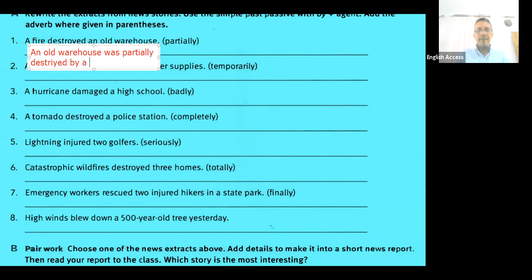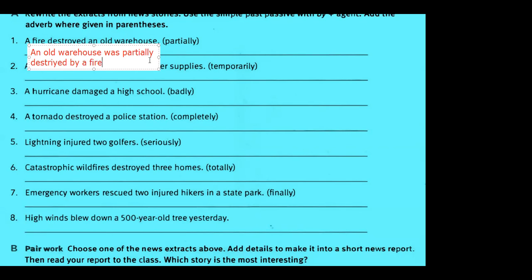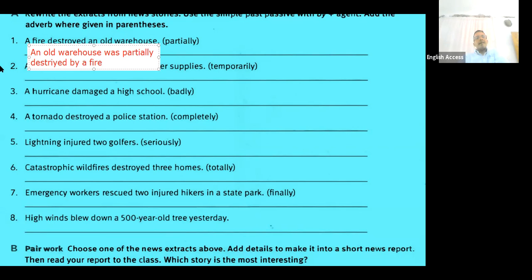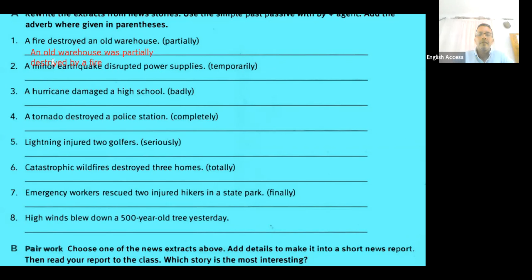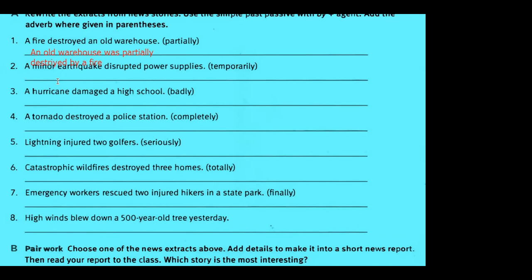By a fire. Teacher, I was a little bit confused, teacher. Sorry. Yeah. So this is active voice. I was confused with the word in parentheses. Okay. Yeah, no problem. Destroy. Here you write destroy, okay? Okay. Destroy. Okay. Number 2.